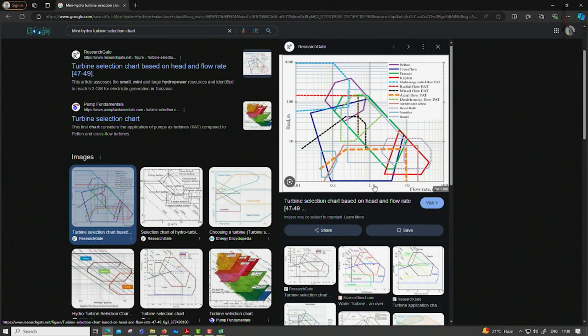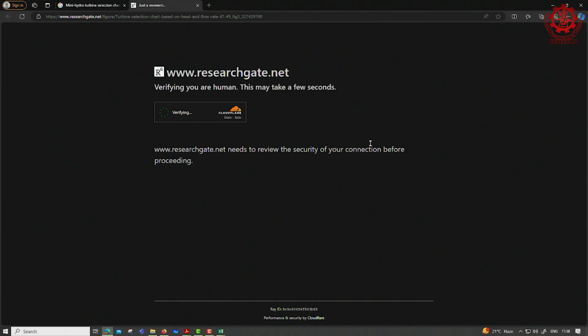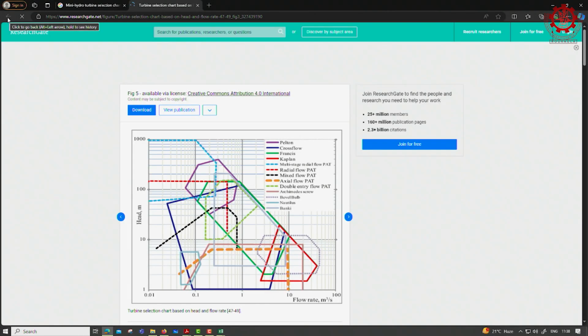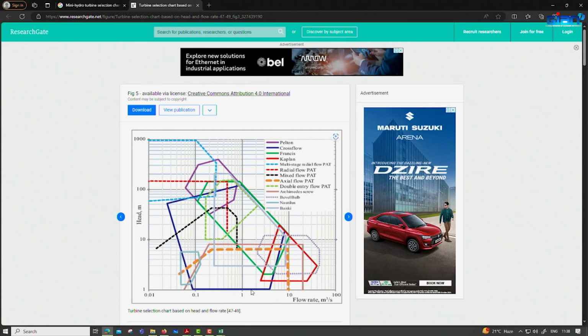Now, you can mark your flow rate. 2 is here. So, 1.8 is somewhere here, I think. Here, right, this is 2. So, 1.8 is somewhere here, you can mark 1.8 and the head is 200. So, 100, 200 is somewhere here, right. So, you are almost close to Pelton. So, you can go for a Pelton turbine, right.